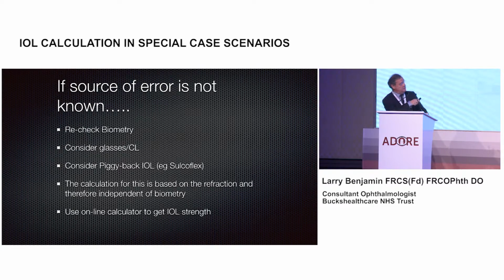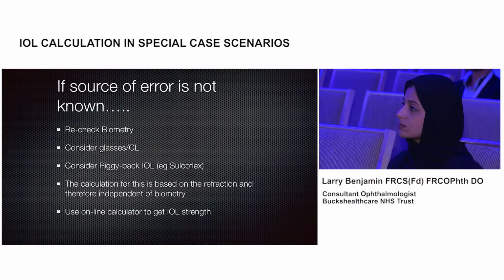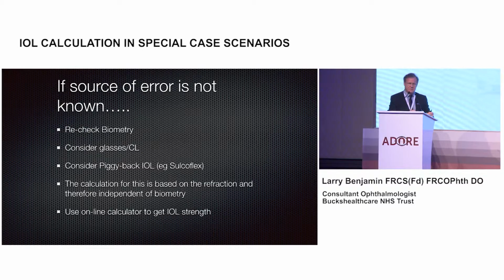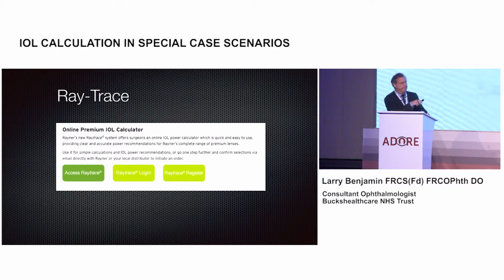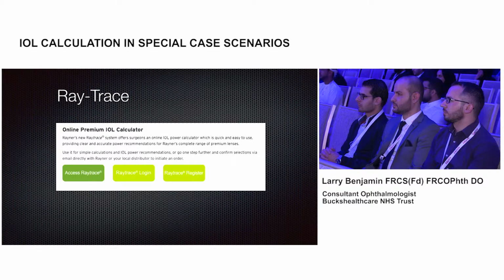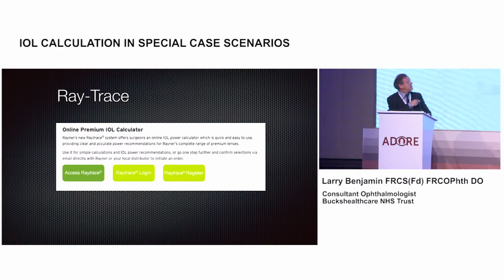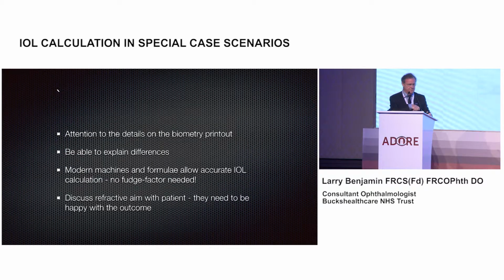So again, consider glasses and contact lenses, but in those patients it's probably better to offer them a piggyback lens which goes in the sulcus, because the equation for that is based on the refraction, and that you can do very accurately. So once you've refracted them, there's an online calculator again. So here, for example, is the ray trace program from Rayner. If you go onto their website, you can log in and access these calculations for Sulcoflex lenses based on your refraction. And so it's a really accurate way of correcting these people post-operatively, which works well.